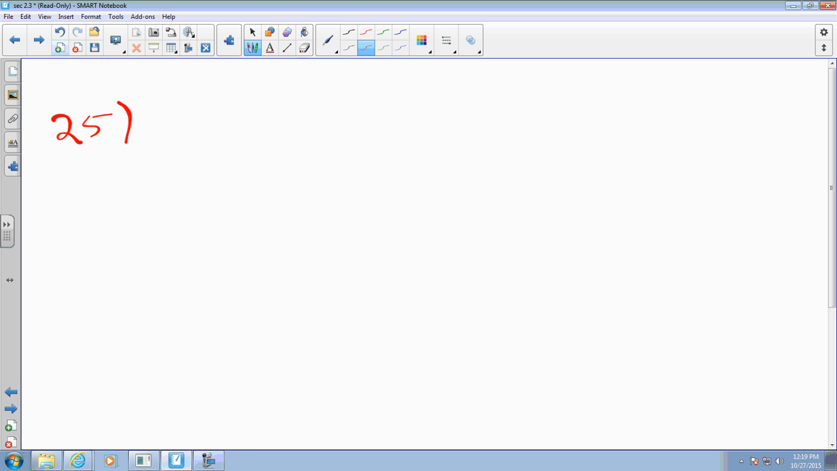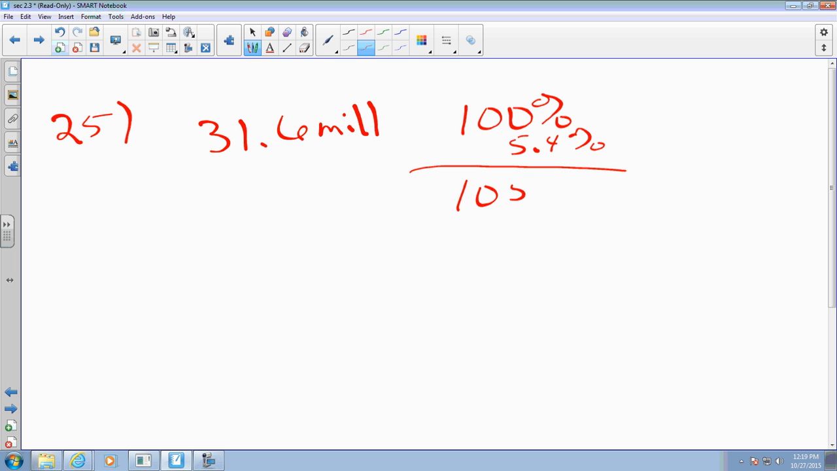For number 25, it says, in 2006, the population of Canada was 31.6 million people. This represents an increase of 5.4% since 2001. Well, in 2001, its population was 100%. If it increases by 5.4%, the total would be 105.4%, because it increases from 100% to 105.4%.